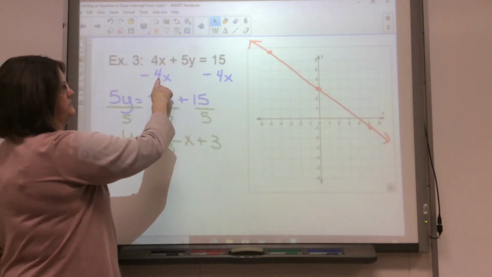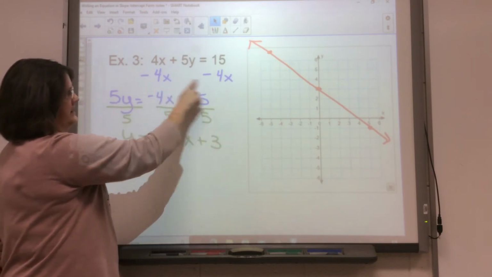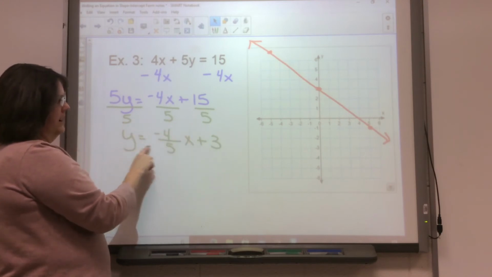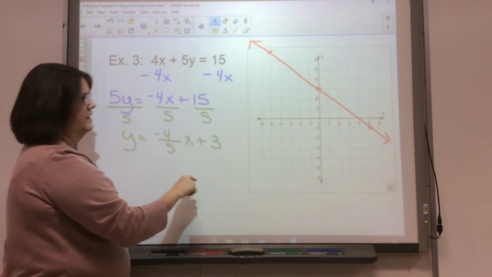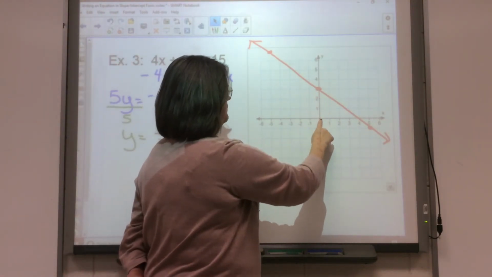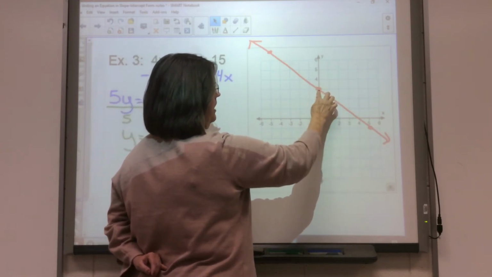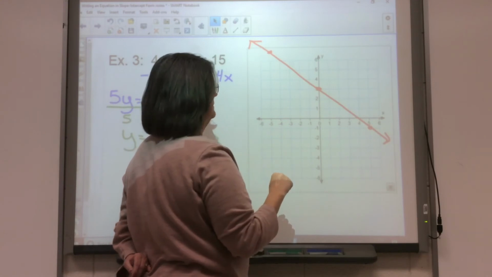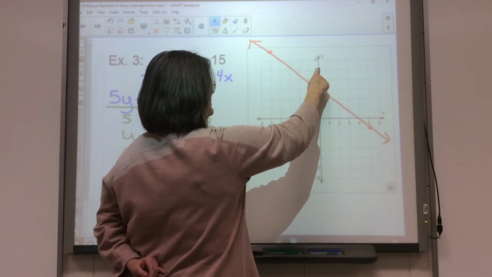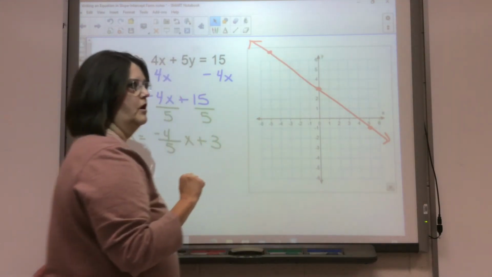All right, we're going to subtract 4x. 5y is equal to negative 4x plus 15. Divide by 5 throughout. y is equal to negative 4/5 x plus 3. So you start at 3 and you go down 4, 1, 2, 3, 4, to the right 5. And that only gives me 2 points. So the opposite of down and right again is up and left. So we're going to go up 4 to the left 5, and draw your line.